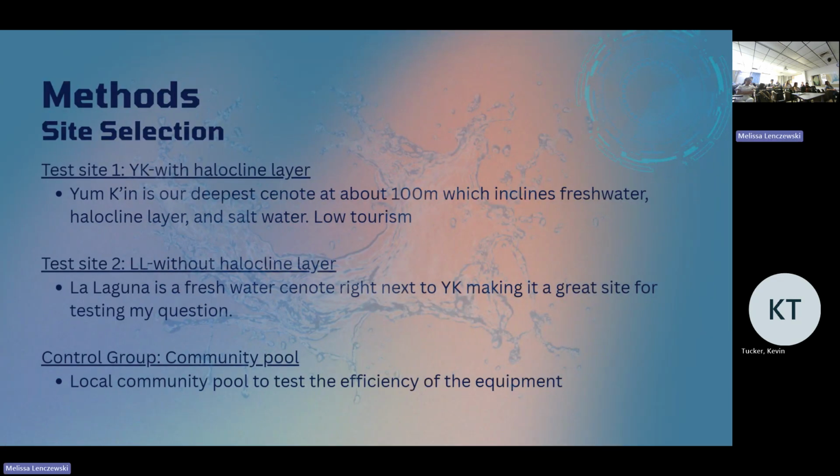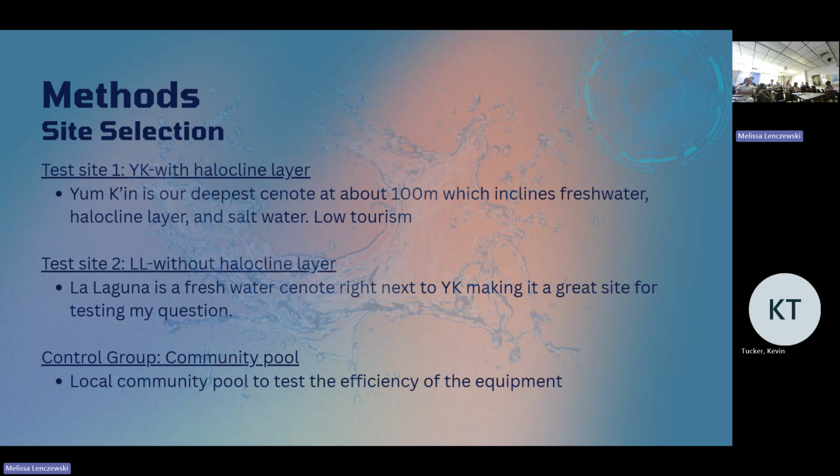For my methods, I have 3 sites. I'm going to be testing Yax Kin with a halocline layer. So this is our deepest cenote at about 100 meters, which includes a freshwater halocline layer and saltwater. It has relatively low tourism, which is an important thing to note.